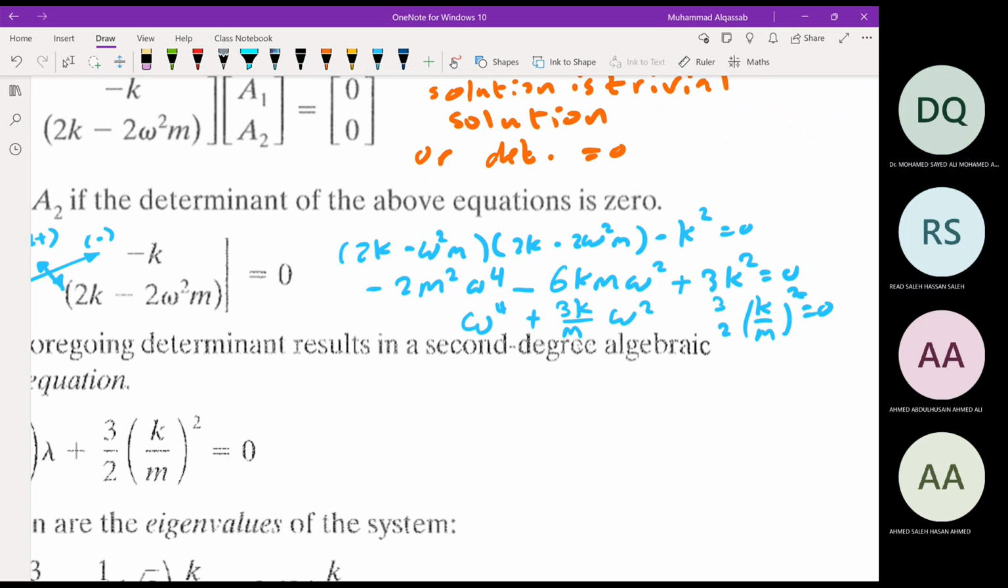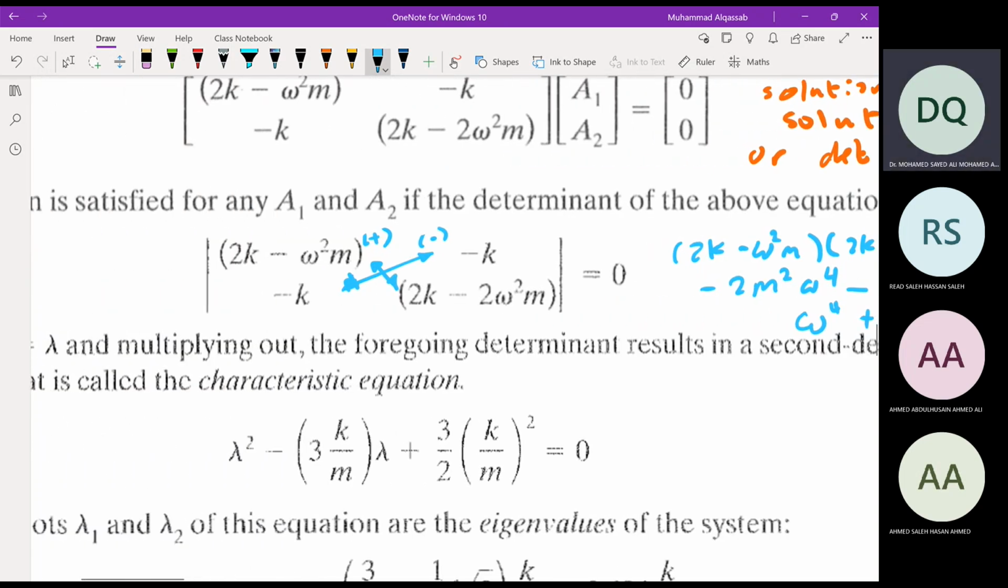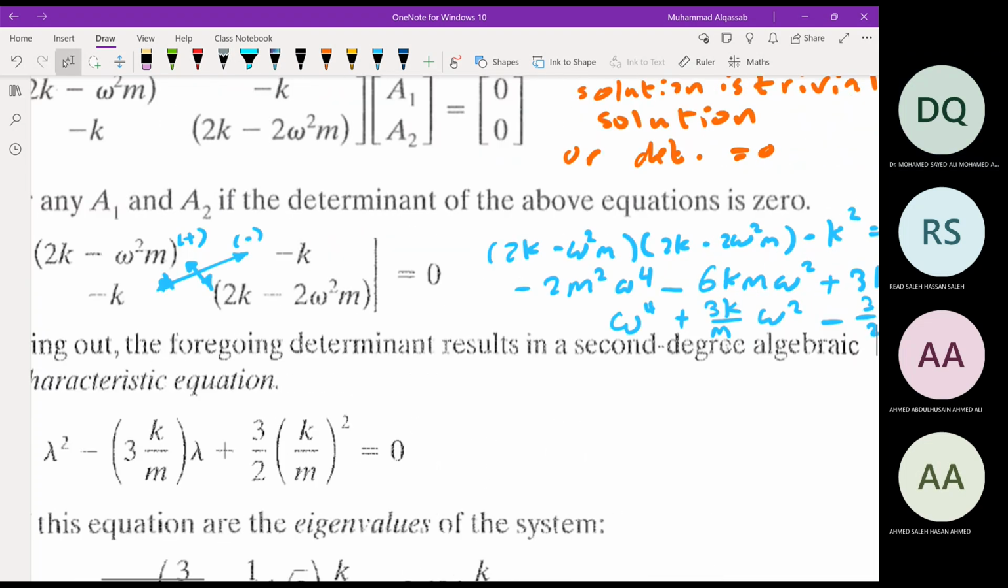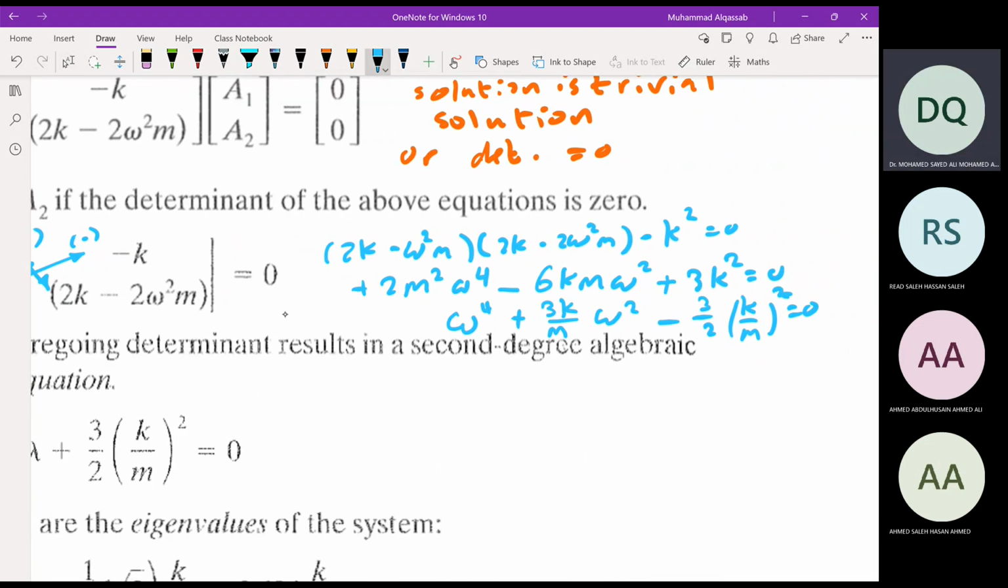Maybe I have a minus term. This should be plus. This is my mistake, because minus multiplied by minus becomes a plus. So here is minus, and this will be plus. Minus 3k over m plus 3 over 2 k over m squared. This is in terms of omega, and you can see omega to power 4.